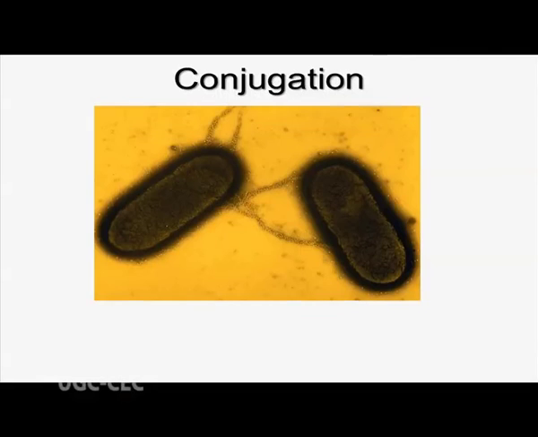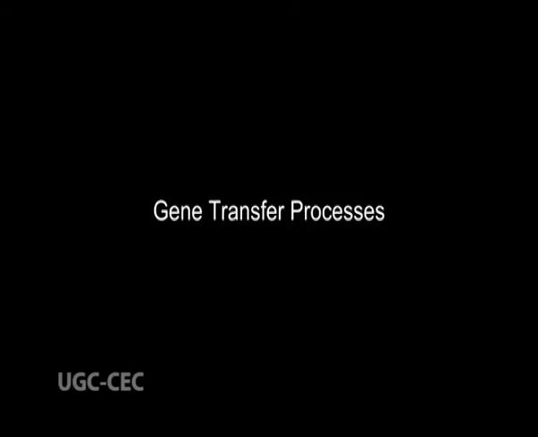Welcome viewers. Today we are going to discuss the process of conjugation in bacterial cell E. coli, where we will see that a plasmid that codes for a resistance gene for antibiotics is getting transferred from the donor bacteria to the recipient cell. Before actually starting the process of conjugation, let's have an overview of the gene transfer processes that are undergoing inside any bacterial cell.